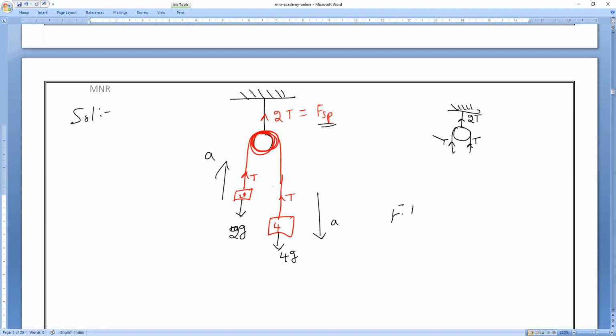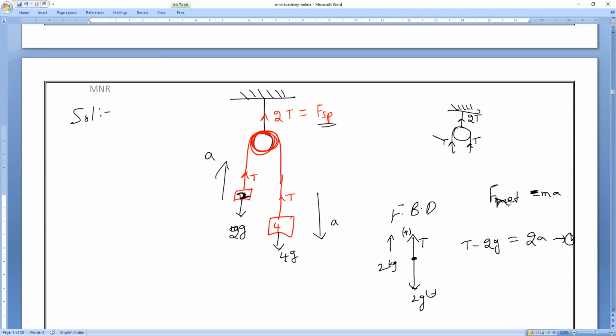Then the FBDs. You should tell me the FBD for the 2 kg. If I draw the FBD, the upward force is tension and the downward force is 2g. Acceleration is upward only, so upward is positive and downward is negative. So what is the first equation? T minus 2g is equal to F net, which is ma, so 2a. That is equation number 1.